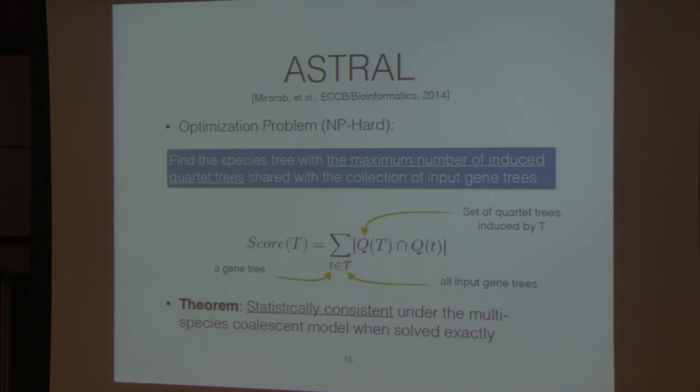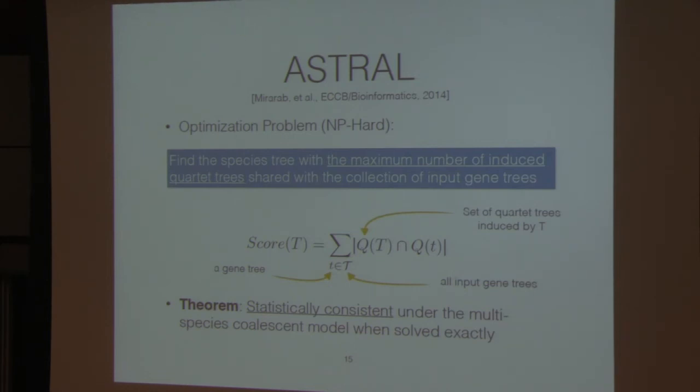So Astral is based upon the observation that there are no anomalous four-leaf unrooted gene trees, which actually means that you can do quartet-based species tree estimation. So you take all of your gene trees, and now you're going to compute the score of a species tree by looking at 4 species at a time and saying, does it agree with the gene tree? And just sum up all of the counts. So 4 species at a time.